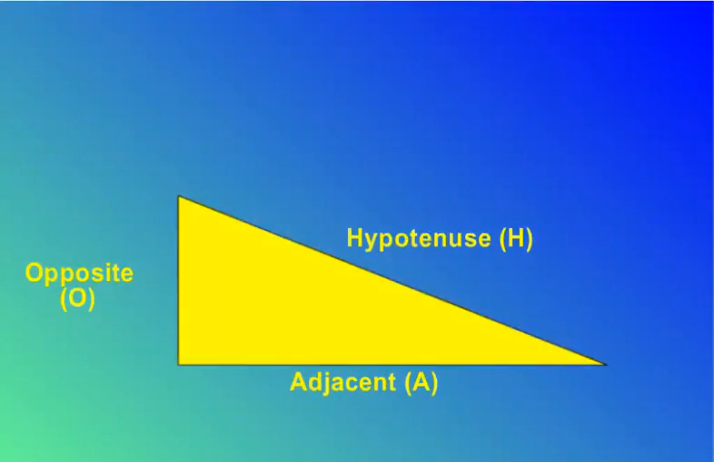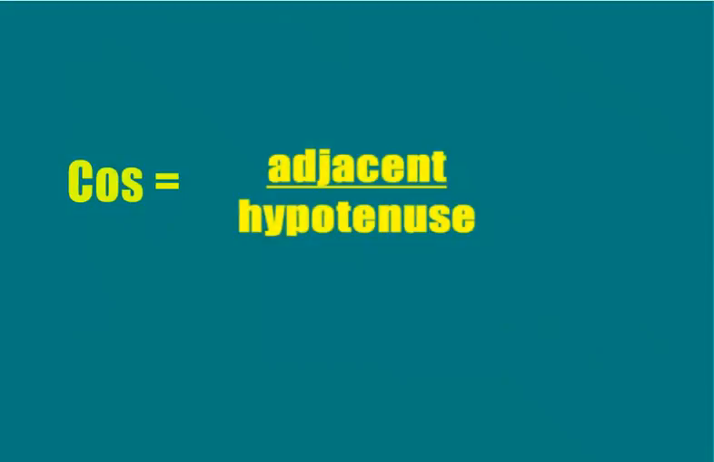Let's be sure we visualize this correctly. Now remember, we said sine was opposite over hypotenuse. So if we've got angle A here, the sine would be the opposite over the hypotenuse. The cosine of an angle is determined by dividing the side adjacent to that angle by the hypotenuse of the triangle, thus giving you CAH, C-A-H.